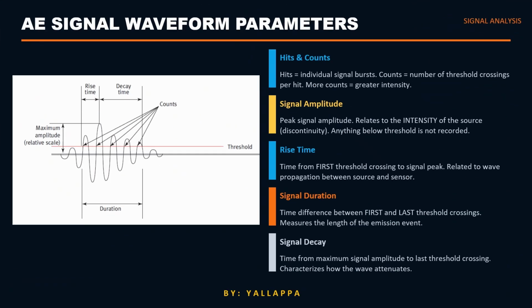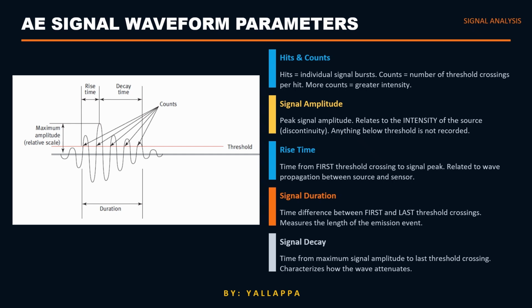Let's quickly understand the major waveform parameters. A hit is one complete acoustic emission event. Counts are the number of times the signal crosses the threshold during that hit. Generally, higher counts indicate higher signal intensity. Amplitude represents the peak signal strength.